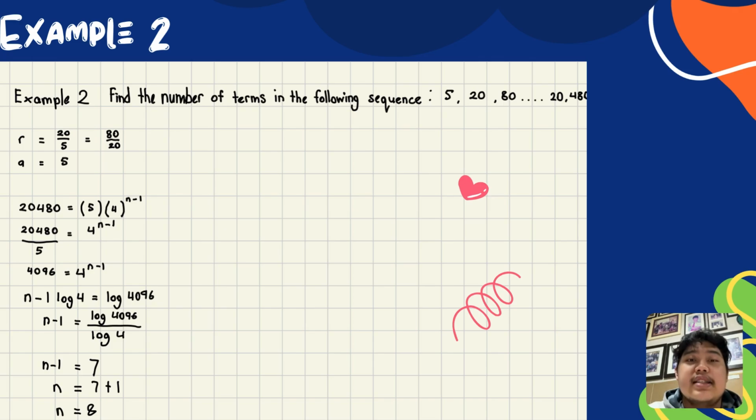And we will get the answer 7. So n minus 1 equals 7. So we only want n. So we bring 1 to the other side. So n minus 1 equals 7. So we bring the negative 1 to the other side. It will become positive 1. So n equals 8, because 7 plus 1. Yep. So that's all from us. Thank you very much.